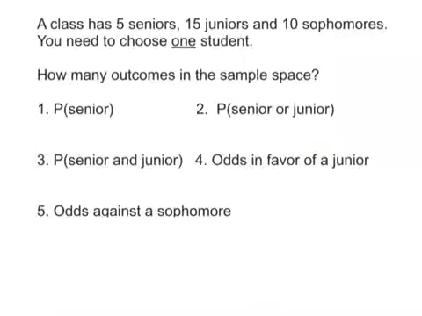Okay, so one more example set. A class has 5 seniors, 15 juniors, and 10 sophomores. You need to choose 1 student. Now I'm going to ask that you try these 5 or 6 actually questions and then check back to see how you did.